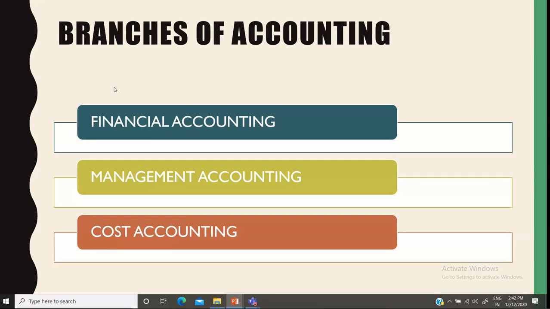So financial accounting is basically where you prepare the financial statements and project the financial position of the business, and you consider only the monetary aspects. Non-monetary items, or anything not of a financial nature, you just ignore. So that is what financial accounting is all about.